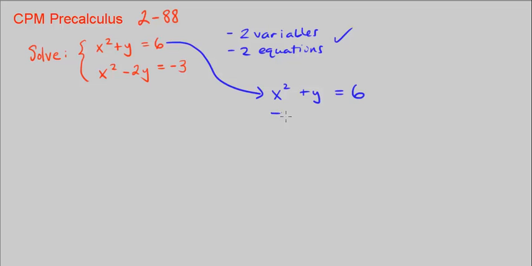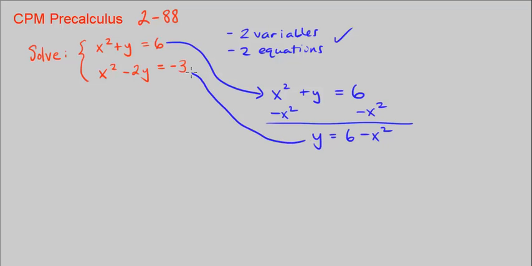So if I want to solve for y, I subtract x squared from both sides, and I get y is equal to 6 minus x squared, right? That is solving for y. I have y equals on one side of the equation. And therefore, I can go ahead and plug this back into the second equation and replace whatever I have for y, and I can replace it with 6 minus x squared.